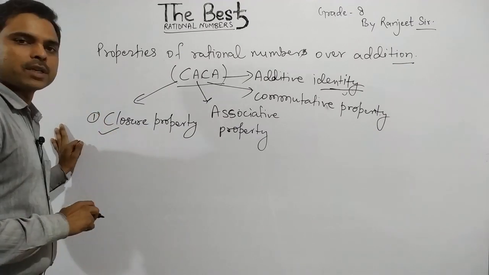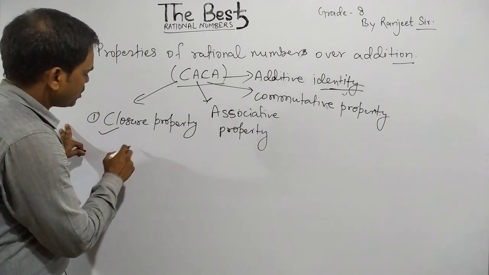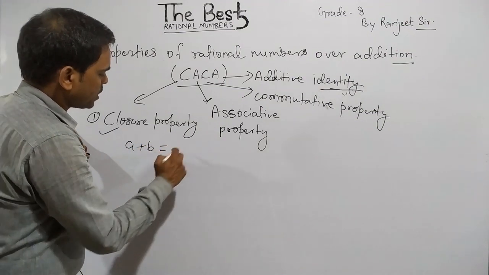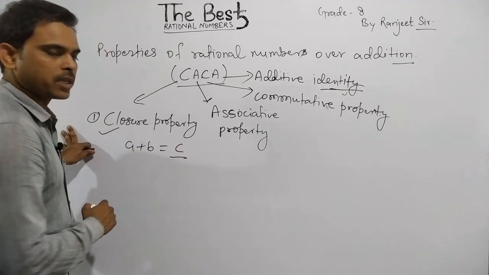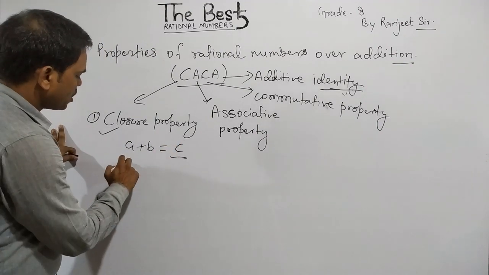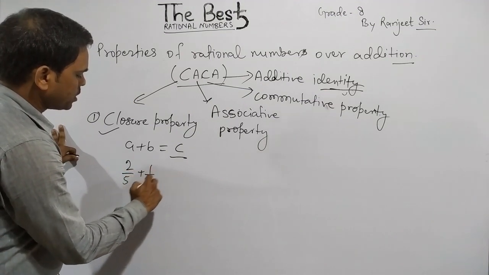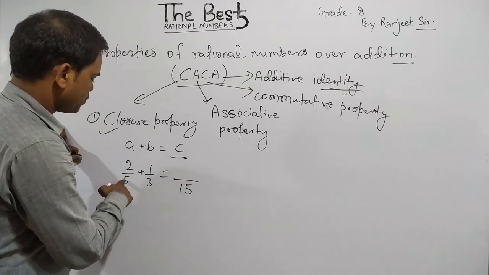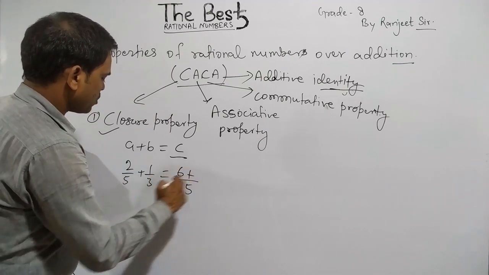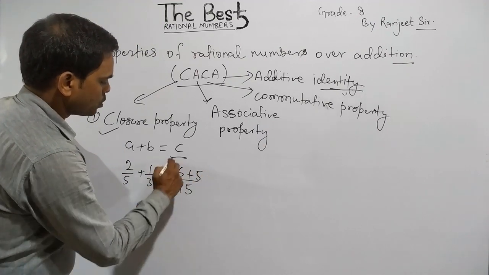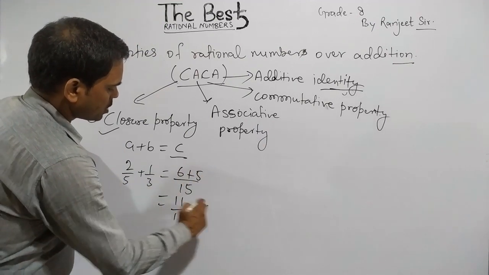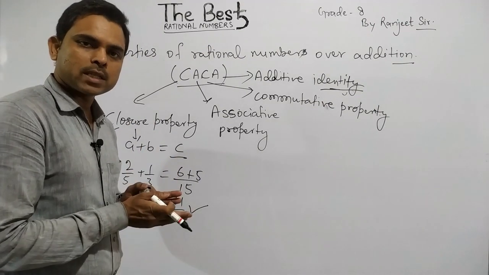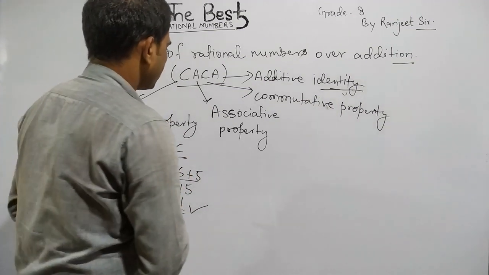Okay, so let's see the first one. It is closure property. Closure property says that if I add two rational numbers, whatever I get will also be a rational number. This is very simple. 2 by 5 plus 1 by 3, and you take the LCM here, which is 15. 5 times 3 is 15, 2 times 3 is 6, and 3 times 5 is 15, so it is now 5. So you are getting 11 by 15. This is also a rational number. So closure property means you add two rational numbers, you will get a rational number.